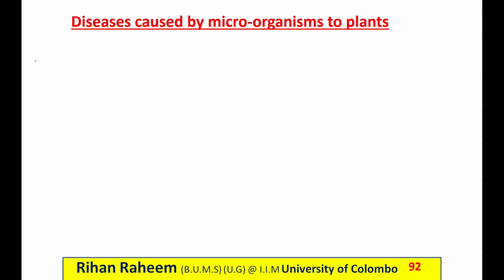So the disease causing microorganisms were some of the bacteria, some of the fungi, all the protozoa, and all the viruses. So those are the pathogens. Some bacteria, some fungi, all protozoa, all viruses. Now let's see how these microorganisms can cause diseases to the plants.